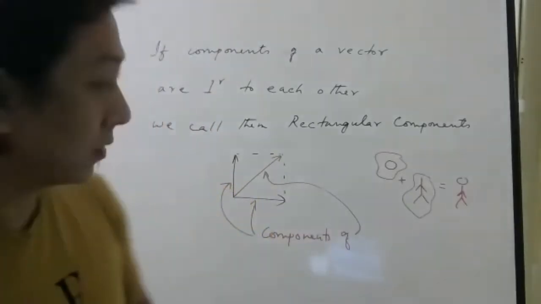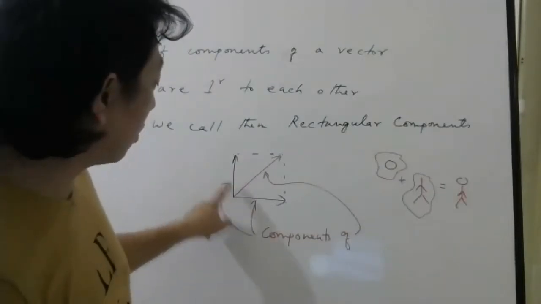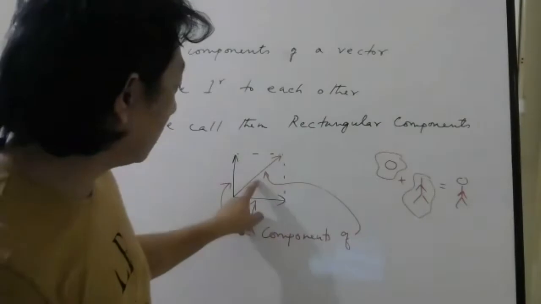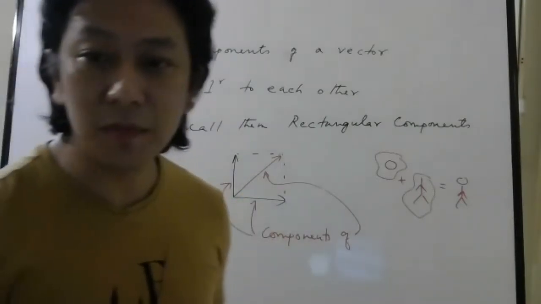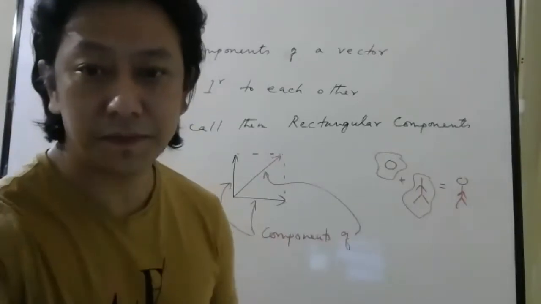So this part is clear or not, that why we are calling these two components of this vector? Because if you add these two, we get this vector. So we can call them components of the vector. That part is clear, right, for everyone?